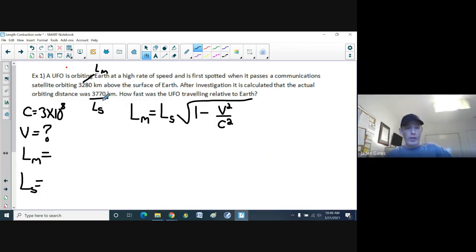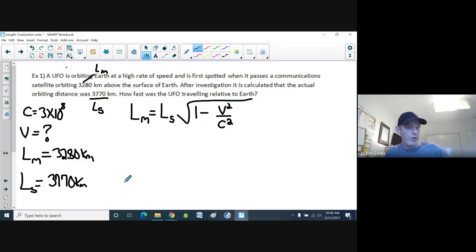Another way of looking at this is that length contraction means that if we observe something moving, it looks smaller. So it's always going to be your smaller number. There's my 3,280, the small number. This time we're dealing in kilometers. And here is the actual length, if nothing's moving.